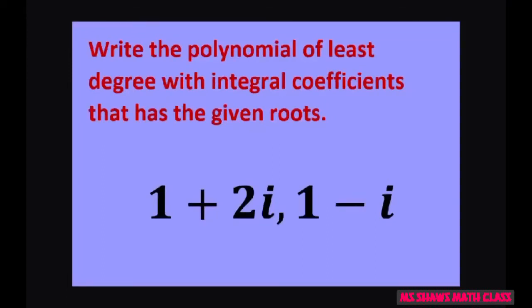Everyone, we're going to write a polynomial of least degree with integral coefficients that has the given roots. Based off our complex conjugate theorem, if we have 1 plus 2i, then we also have 1 minus 2i. If we have 1 minus i, then we also have 1 plus i. So we actually have our 4 roots here, and we're just going to form a polynomial by making them into factors and multiplying them through.